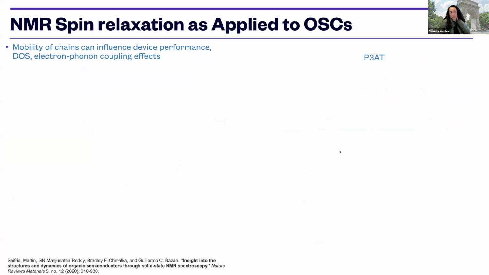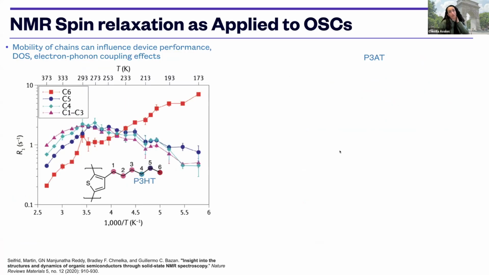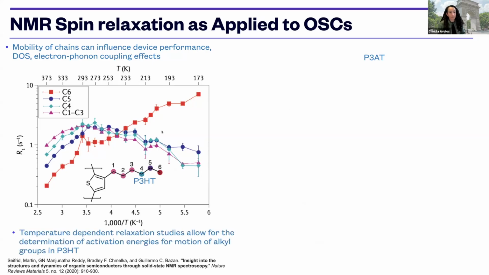Okay, and just quickly touching upon NMR spin relaxation as applied to organic semiconductors, right? We know that the mobility of these chains can influence device performance, the density of states, and also electron-phonon coupling effects, right? So just like in other classes of systems, we can do temperature-dependent relaxation studies to determine activation energies of the different motions in different alkyl groups in these kinds of systems.